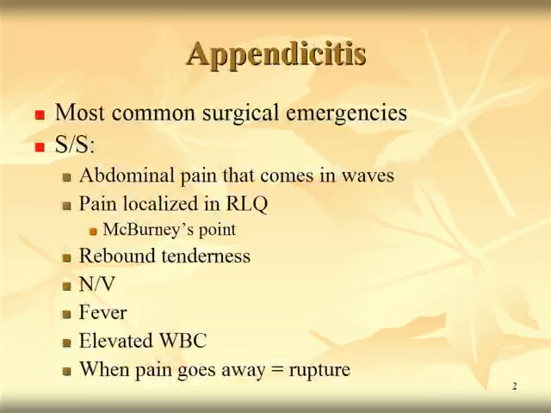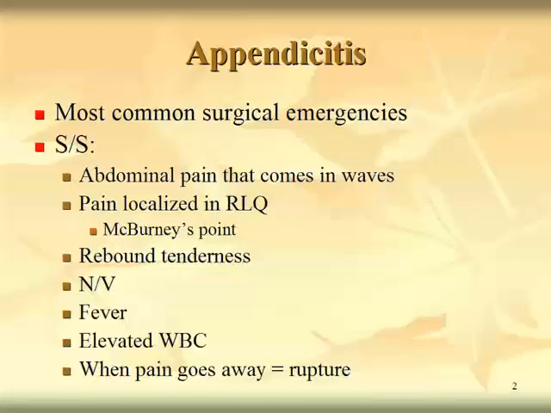Appendicitis is actually the most common surgical emergency type of procedure that's done. It actually affects about 10% of all of the population. And the signs and symptoms that patients have when they present with appendicitis include abdominal pain that comes in waves. Pain is typically localized in the right lower quadrant at what's called McBurney's point. And this is about halfway between the umbilicus and the anterior spine of the ilium. This is considered a classic sign.